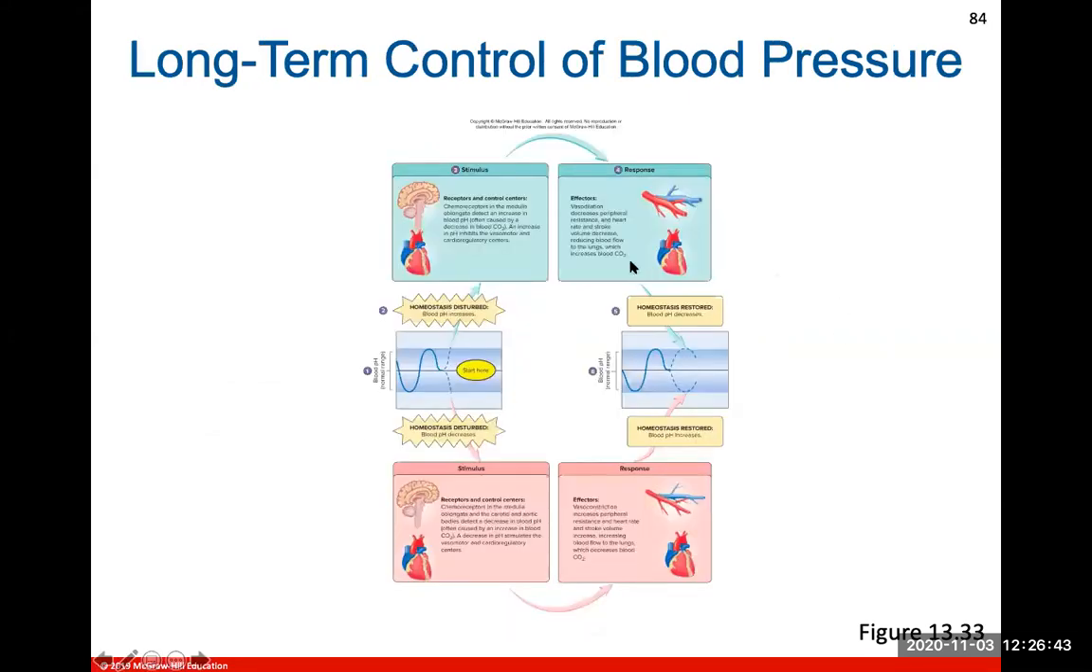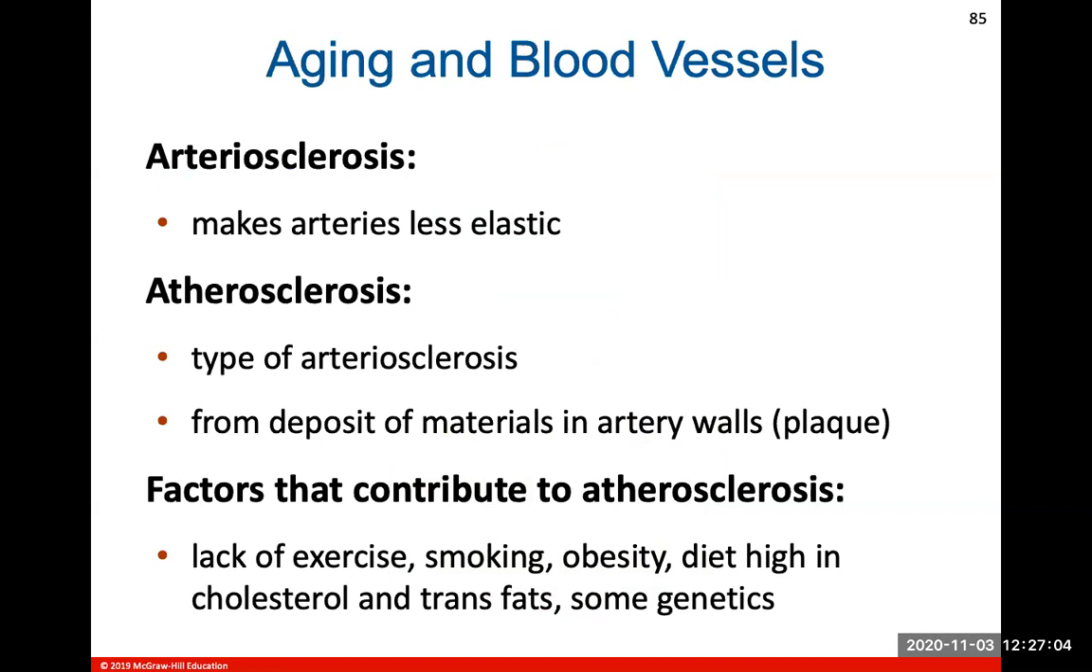Long-term control of blood pressure, again, combines a lot of these receptors and control centers all together at the same time. So whenever there's any sort of disturbance in homeostasis, you'll have receptors and control centers sending out effectors, whether that's vasodilation or vasoconstriction of your blood vessels, to try to maintain blood pressure in the normal range.